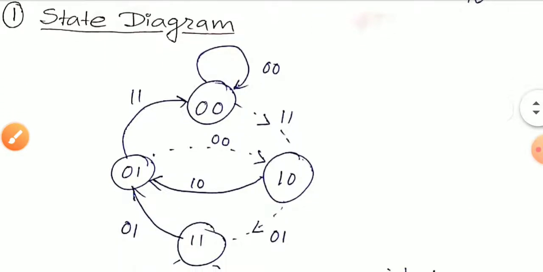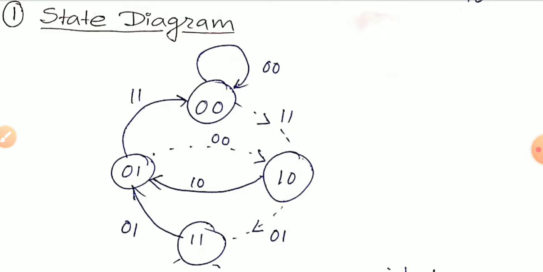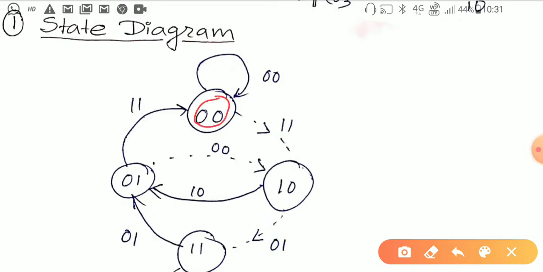Here the total number of states is 4 because the memory unit is 2. So for the memory unit the data can be 0 0, 1 0, 1 1, or 0 1. These 4 states are initially written, and then for each individual state the input can be 0 or 1. If you apply 0, the solid line is used. If you apply the input as 1, it is indicated by the dotted line.